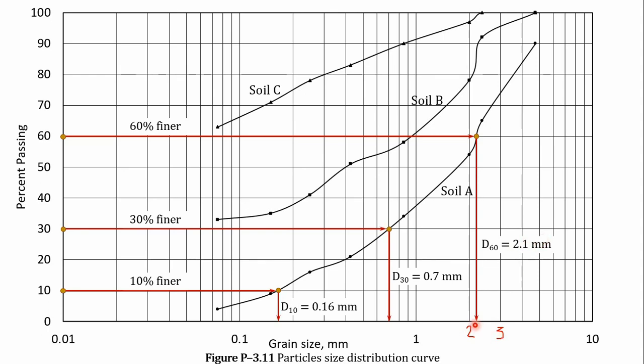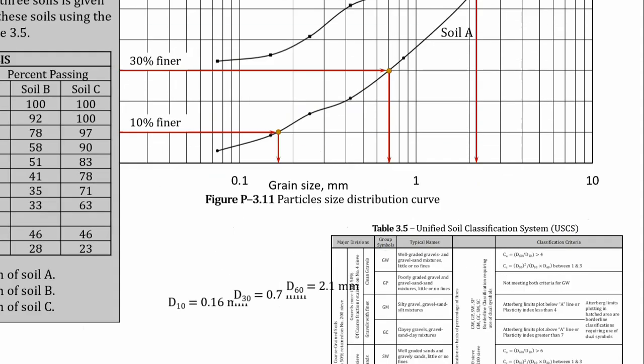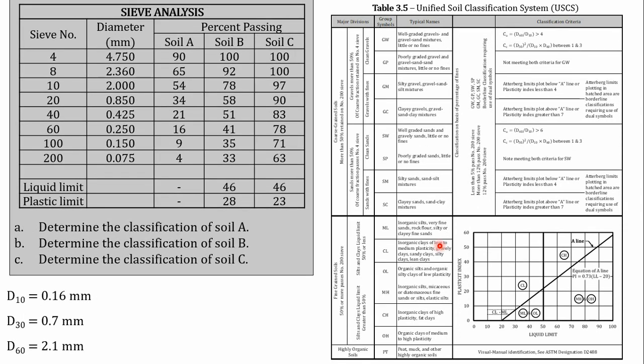Malaki naman yung interval niya, class. So therefore, 2.1 mm ito. This is the nearest value. So meron na tayong D10, D30, and D60, class. So therefore, we can solve now the coefficient of uniformity and the coefficient of curvature. So arrange natin to.